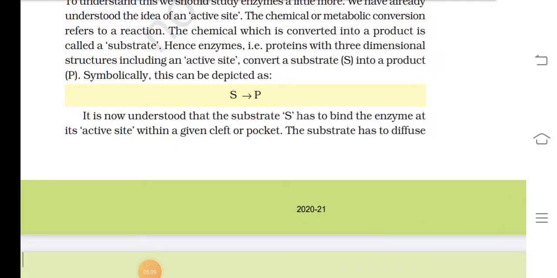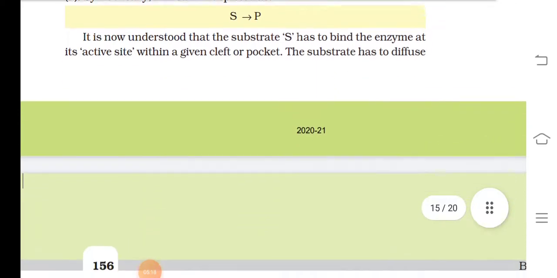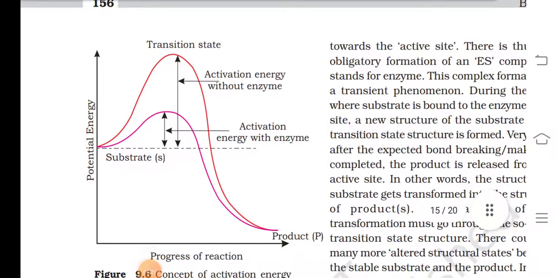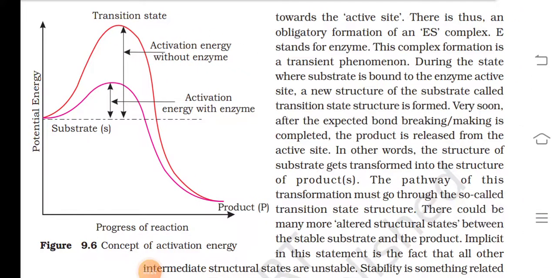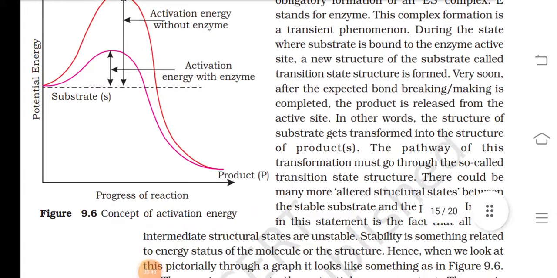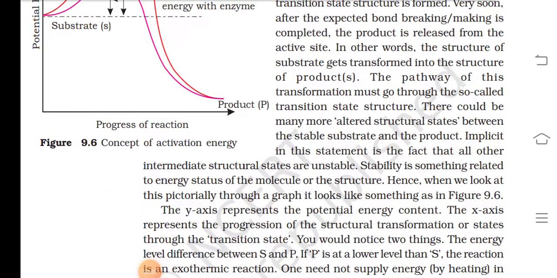It is now understood that the substrate S has to bind to the enzyme at its active site within a given cleft or pocket. The substrate has to diffuse towards the active site. There is thus an obligatory formation of an ES complex. E stands for enzyme. This complex formation is a transient phenomenon. A new structure of the substrate, called the transition state structure, is formed very soon after the expected bond breaking and making is completed. The product is released from the active site. In other words, the structure of the substrate gets transformed into the structure of the product.